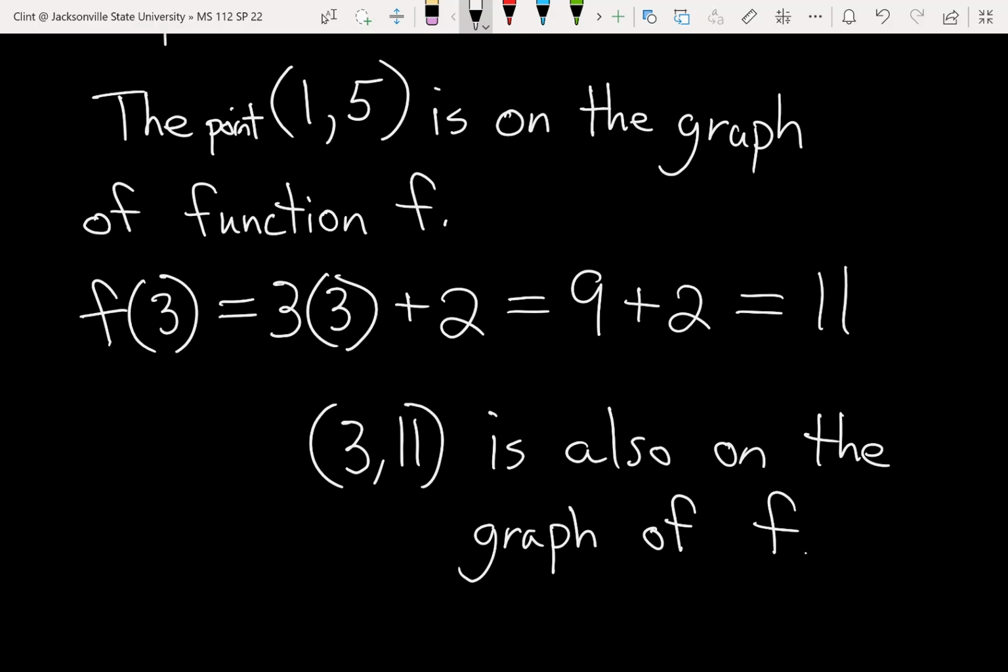And really all the graph of a function is, we take all the possible inputs, see where they go as outputs, and then we plot all those points, and we get the picture, and we get the graph of our function.